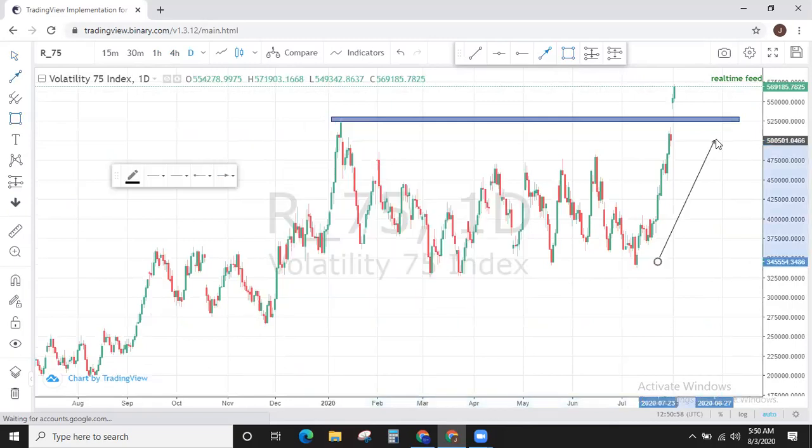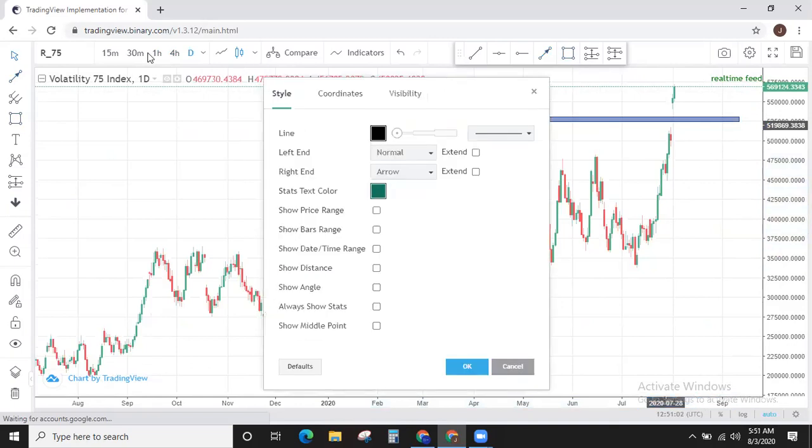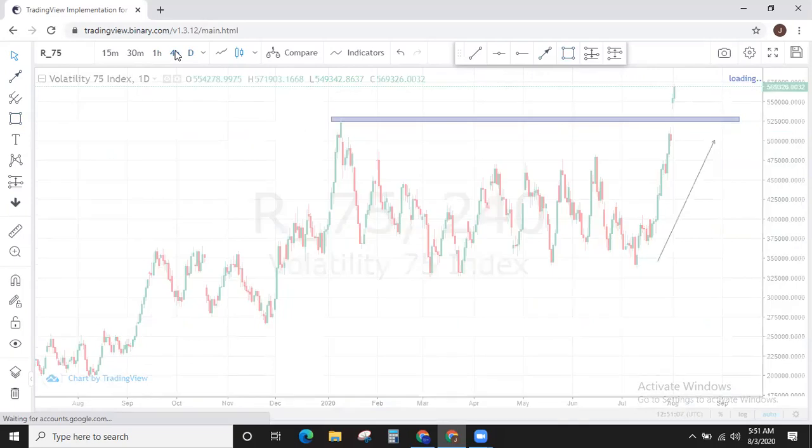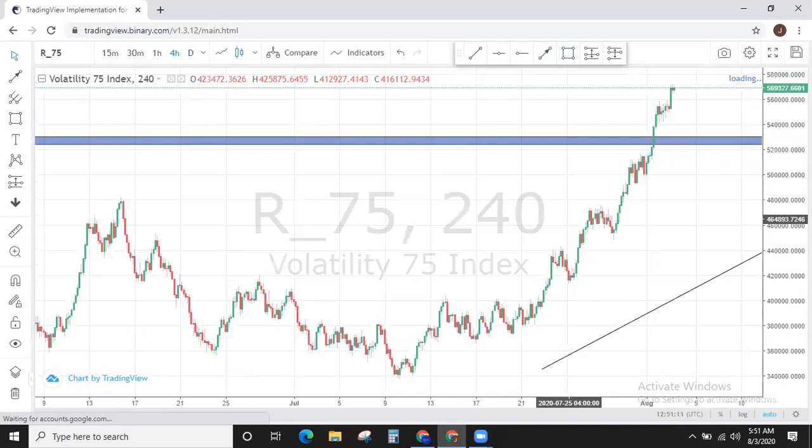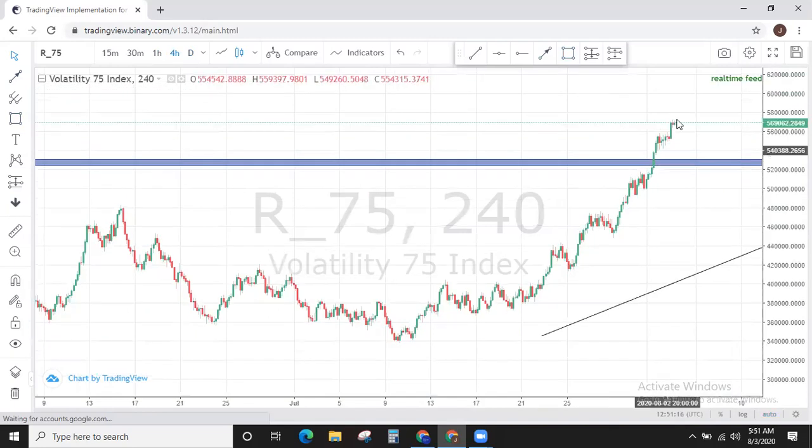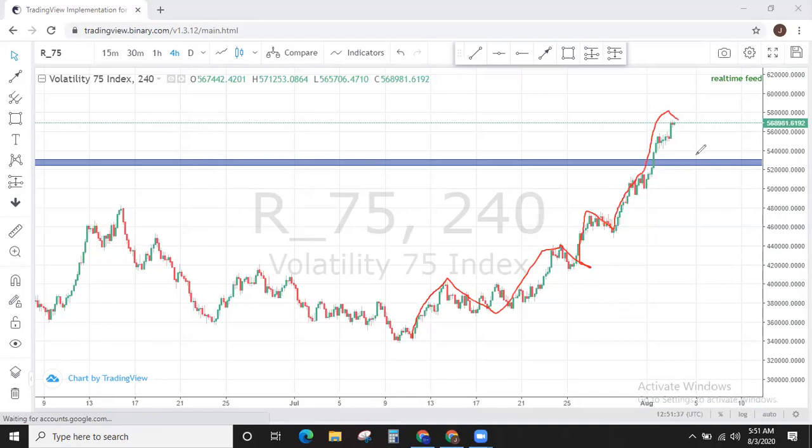Price is moving in an uptrend. You can clearly see that, and go to the lower time frame to see structure properly. Now you can see price has broken this major resistance, and price has been creating a higher high, higher low, higher high, higher low, higher high. So we're anticipating a higher low and a pull to the upside, or price will break this structure, give a retest here, and pull to the downside. This is what we should be looking out for on volatility 75.